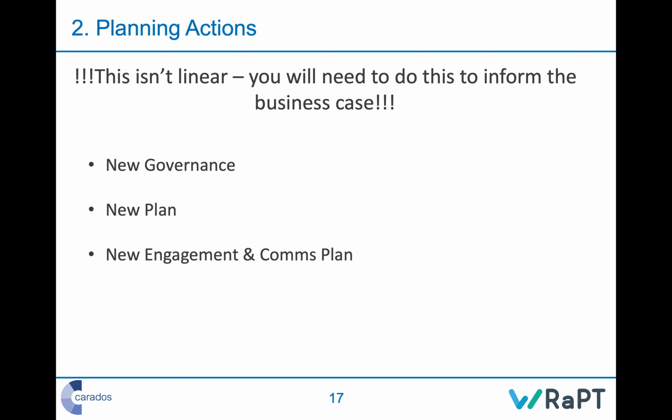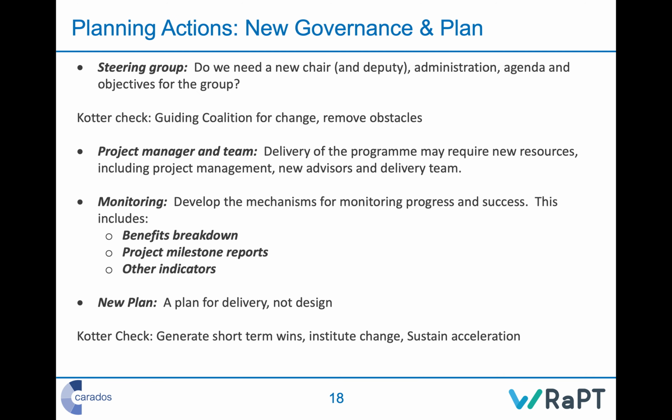We talked about all of these right at the start. This shouldn't be new to you, but you are going to need new versions of these things. So let's look at each one of them. From a new governance and plan point of view, you are going to need a new steering group, probably a new chair and deputy, potentially. You're going to need new administration support for these things because your current team might not be carrying on with it. You're going to need a new agenda for that steering group. You're going to need new objectives for the group. So you're going to need a whole new set of terms of reference.